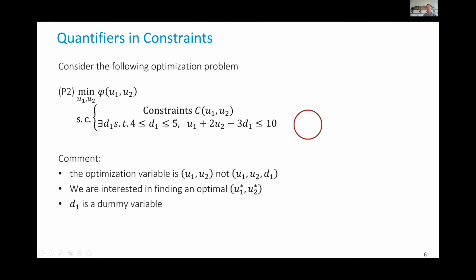We're not saying that we play against an adversary, against nature, and we don't know what the adversary will play. Here it's more the cooperative scenario, where I say, I want to play U1, U2, such that it is possible for someone else to play D1 that will satisfy the constraint here. Other than that, the comments are the same. Again, the optimization variable is U1, U2. D1 is a nuisance variable, a dummy variable, one that is added to my problem in the constraints, but not the one that defines the optimization problem variables here.